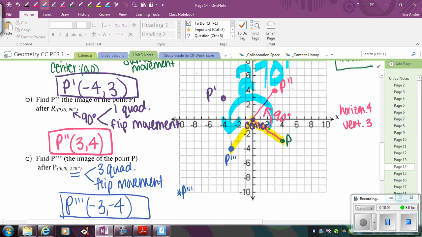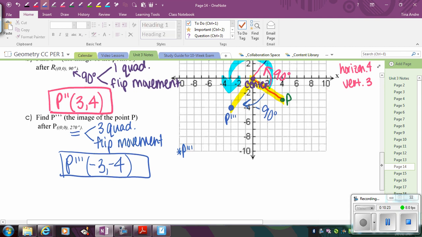So keep in mind, see how I went left or counterclockwise 270? That's the same thing as saying -90 or clockwise 90. So it ends up being the same thing. So if you're really asked to go clockwise 90 or -90 degrees, it really means you're going 270 counterclockwise. So you could kind of switch that stuff up, go back and forth with it.